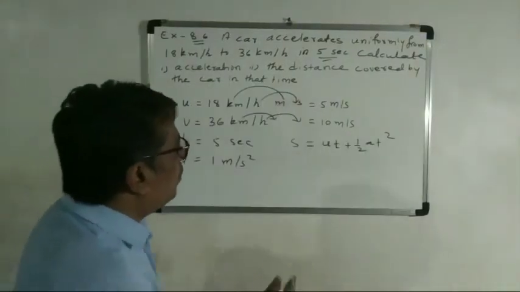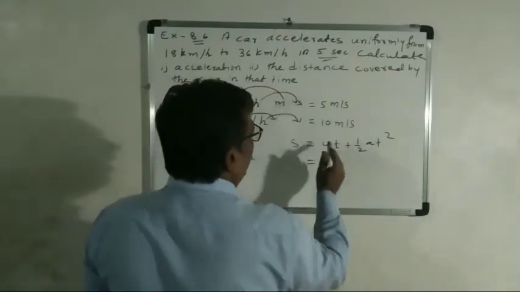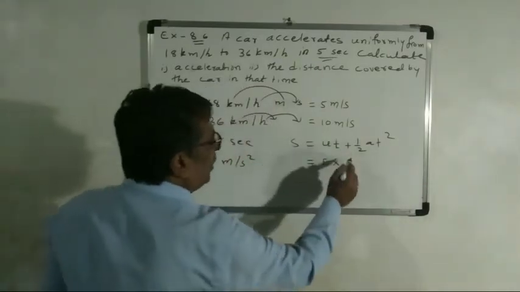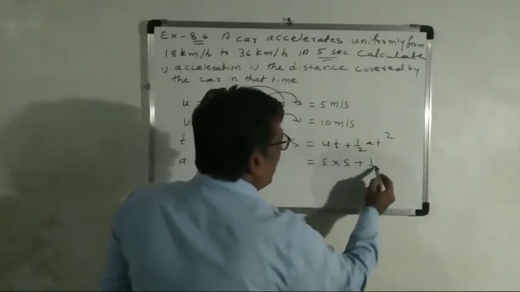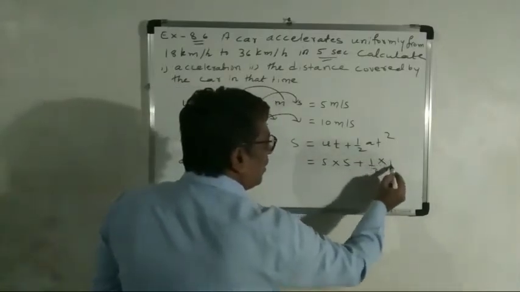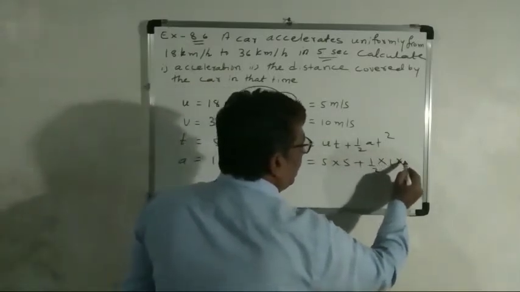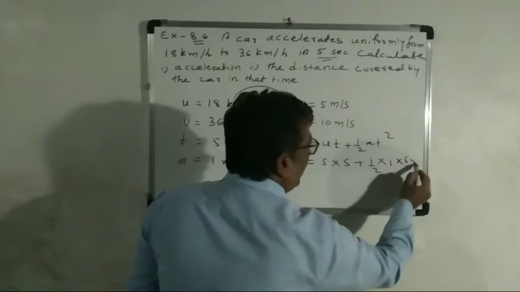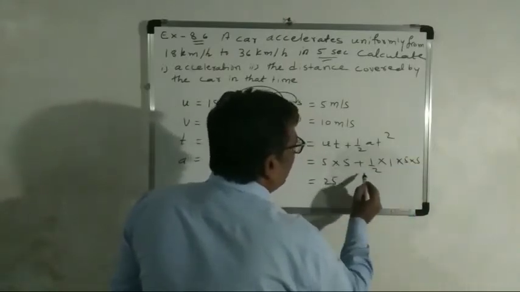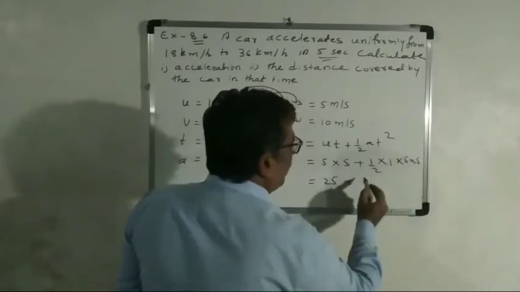Now we will put the value of u. u is equal to 5 and t is also 5, multiplied by 5, plus half multiplied by a which is 1, multiplied by t square, 5 into 5. Now 5 fives are 25, plus 5 fives are 25 by 2.